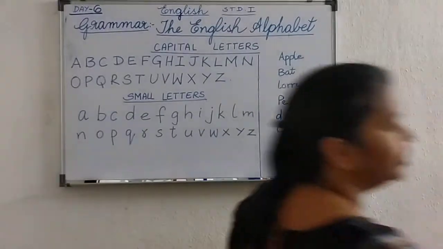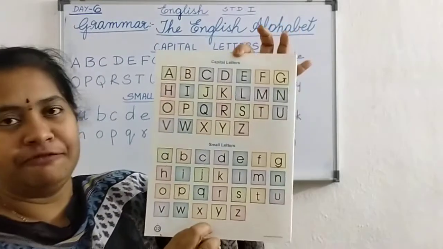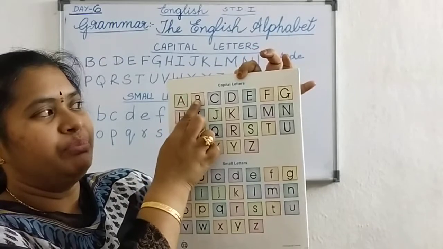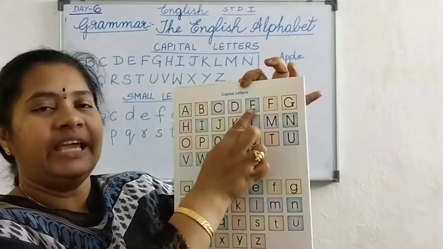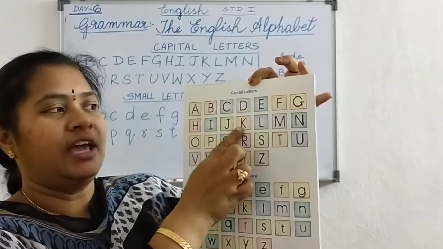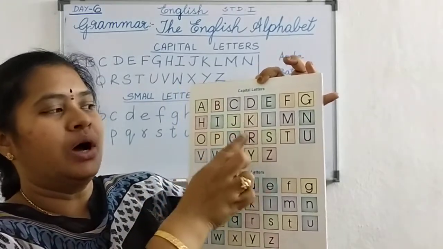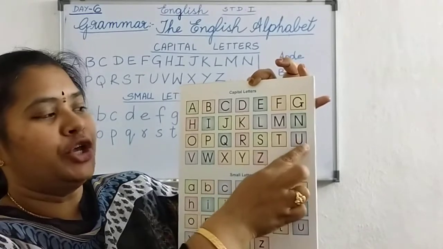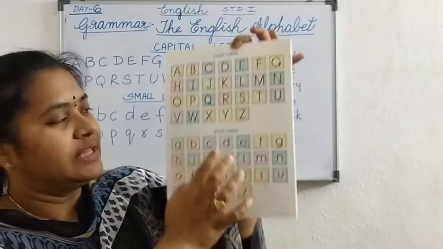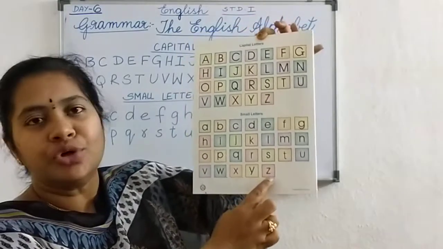Now see, I am showing you these letters. Can you see all of you? Letters, alphabets. Now capital letters and small letters. Now see, A, B, C, D, E, F, G, H, I, J, K, L, M, N, O, P, Q, R, S, T, U, V, W, X, Y and Z. In the same way, we have the small letters. Small A, B, C, D up to Z.